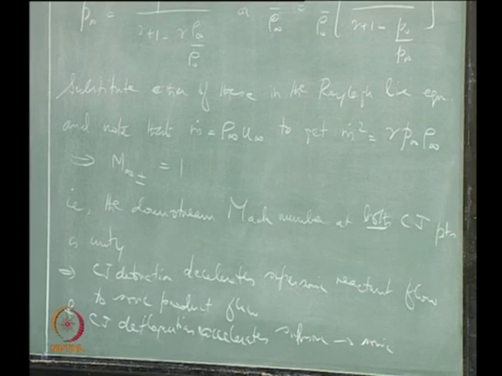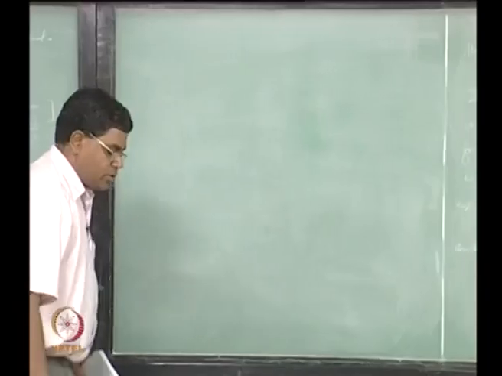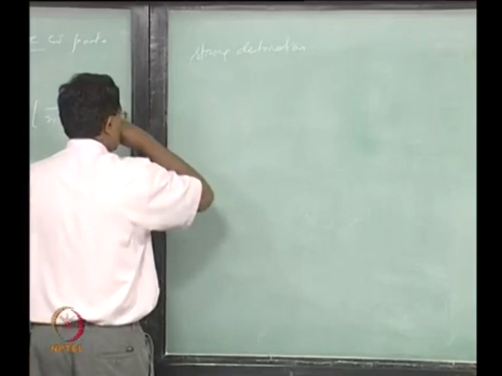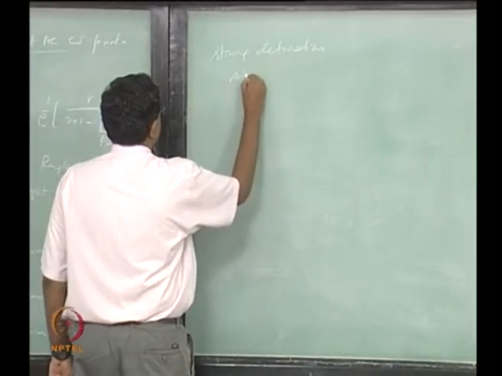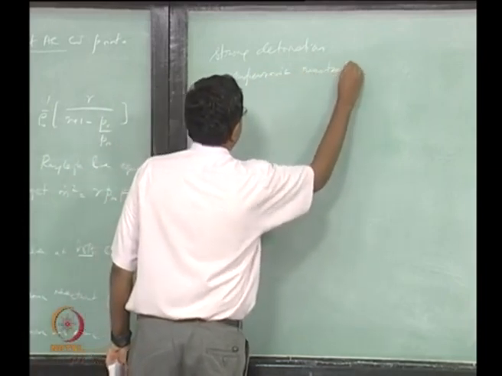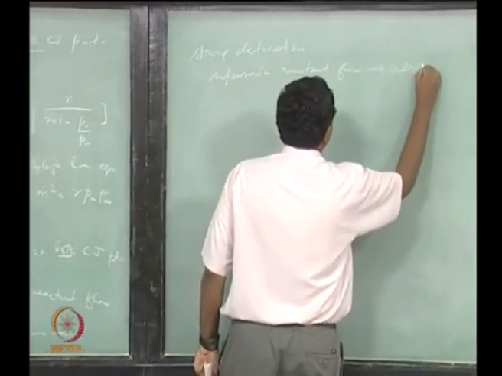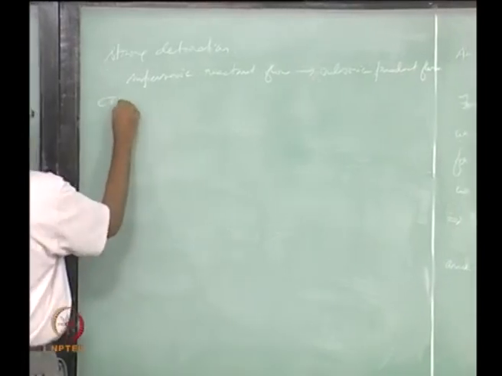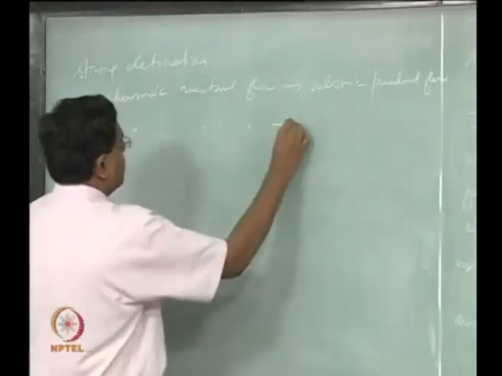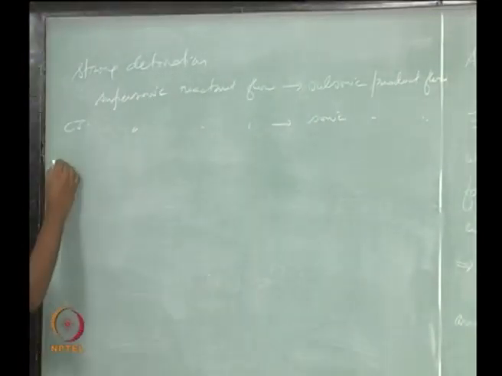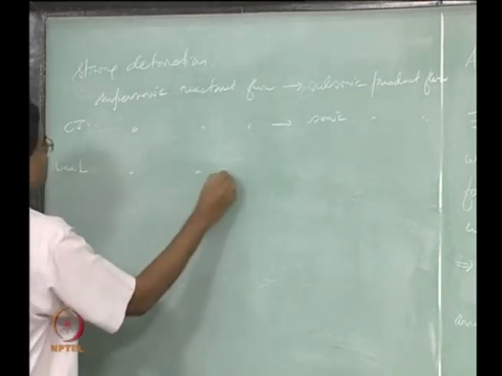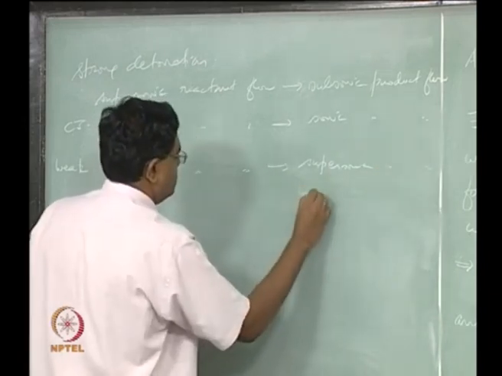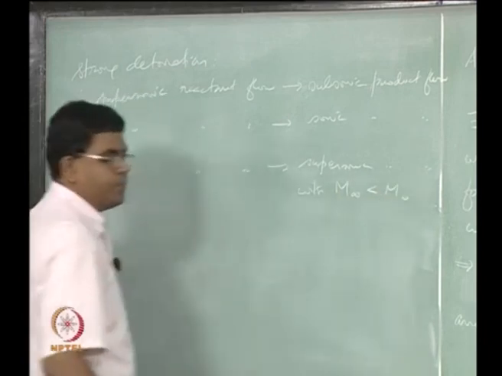If that is going to be the case, the next step is to say that if you got a strong detonation, then strong detonation means supersonic reactant flow becomes subsonic product flow, right? CJ detonation is what we just saw: supersonic reactant flow becomes sonic product flow. And weak detonation means supersonic reactant flow, but still supersonic product flow with M infinity less than M naught. Okay, you still have a deceleration.